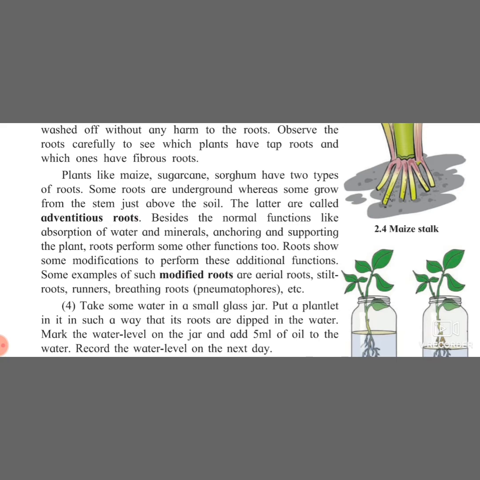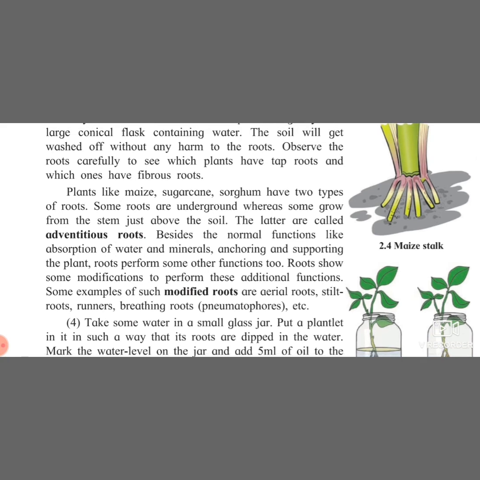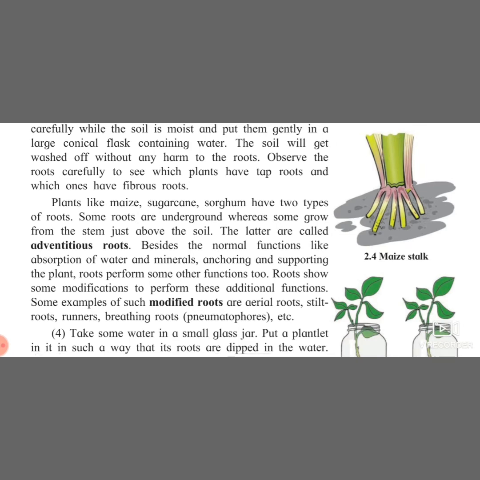Have you observed sugarcane anytime? If you see in this picture given on the side, there are some roots coming from the stem area. Those roots which come from the stem area above the soil are said to be adventitious roots. What are they called? Yes, they are said to be adventitious roots. The latter are called adventitious roots. The latter means later. The roots that come later are said to be adventitious roots. So plants like sugarcane have two types of root. One is growing underneath and one is growing above it.